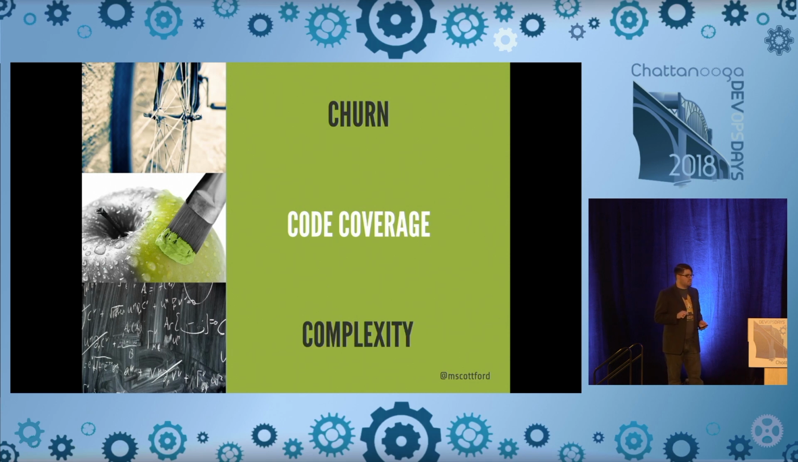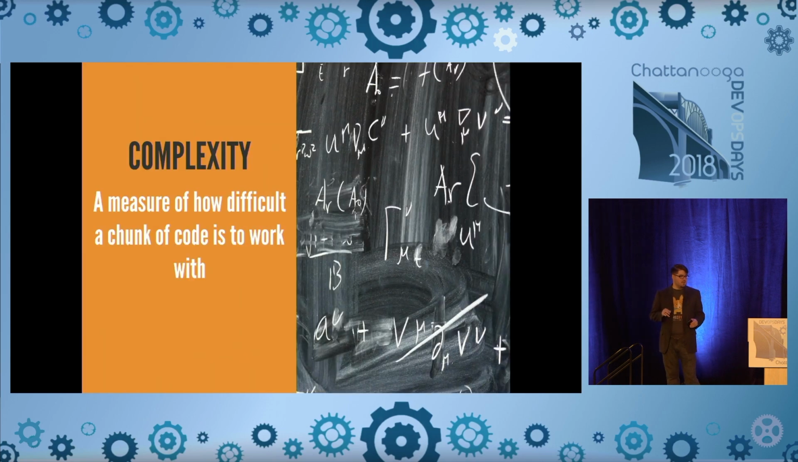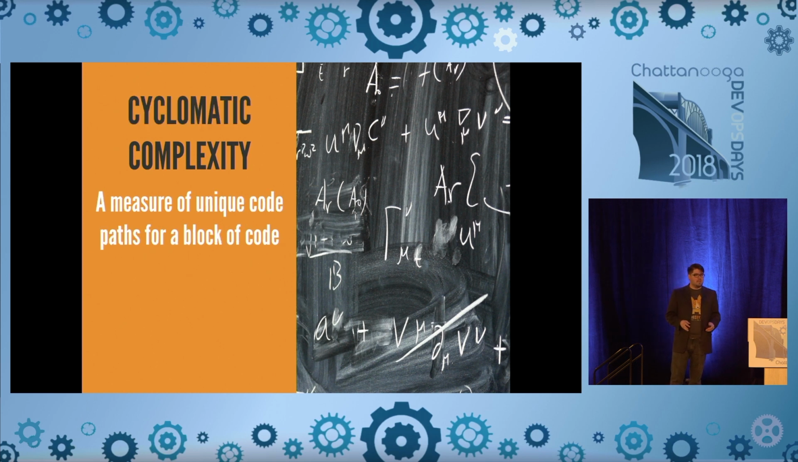Next up, we have complexity. So complexity is a measure of how difficult a chunk of code is to work with. So how hard is it for people in your team to make changes to a block of code? What's the risk that they're going to introduce a bug when they make a change to it? And complexity comes in a lot of different flavors.